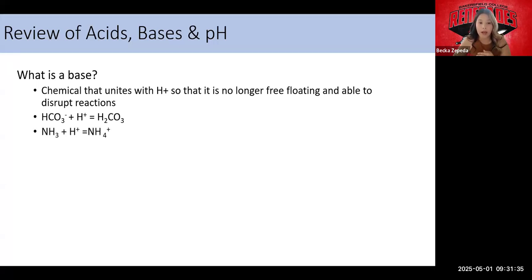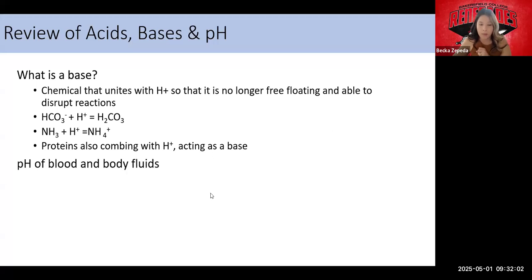Ammonia combines with hydrogen ions in order to create an ammonium ion. And that's another way to get rid of free-floating hydrogen ions. And then proteins, specifically their side chains, can act as weak bases, and they can combine with hydrogen ions. So make sure you know the examples of different bases that we're going to talk about today.